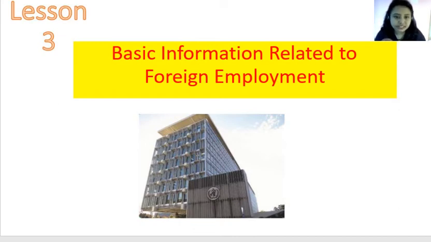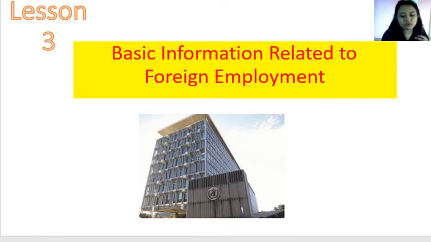Okay, so today we'll be starting Unit 3, Lesson 3 as well, and it's about the basic information related to foreign employment. Whenever we talk about foreign employment, we have to know various information related to it. We also have to know about the basic challenges and the opportunities which are to be faced in this foreign employment.